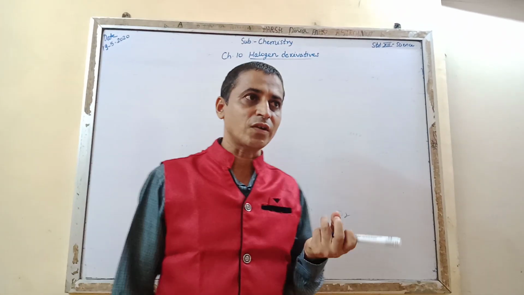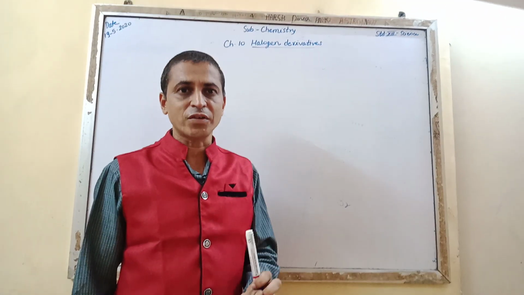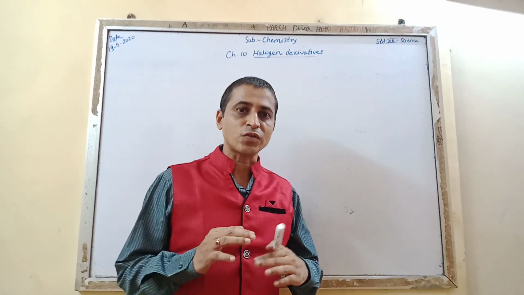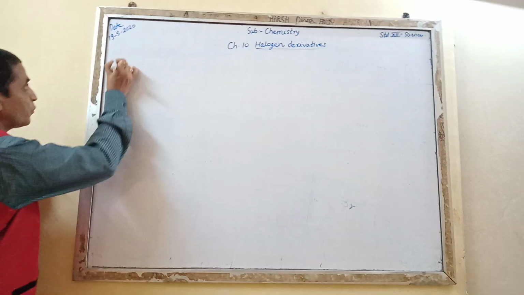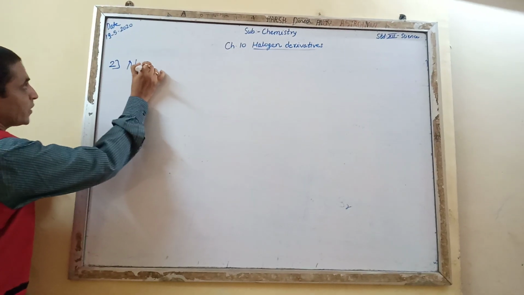In the previous lecture we have studied about nomenclature of monohalogen derivative of alkanes. Today we are going to study the next part of nomenclature. We will start with nomenclature of dihalogen derivative of alkane.